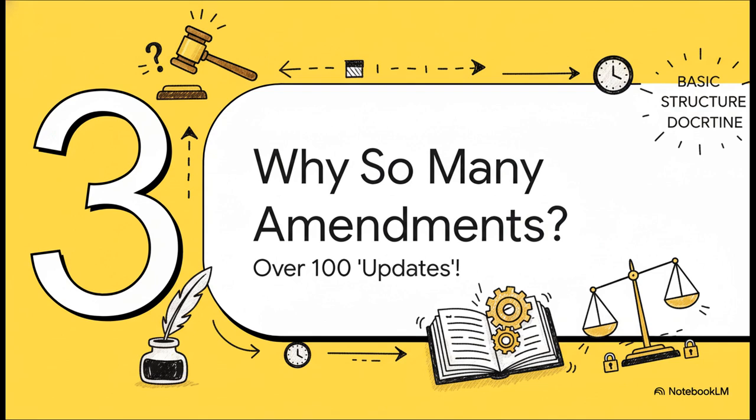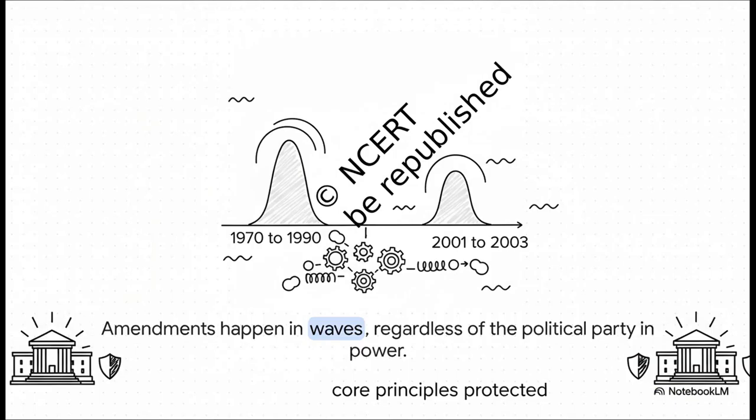Does it mean our Constitution was full of mistakes? Let's dig into why this number is so high. Now have a look at this graph from your book. It's super interesting. See how the amendments aren't spread out evenly? They come in these waves.